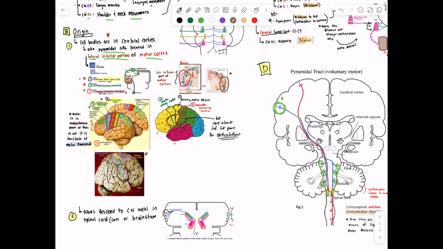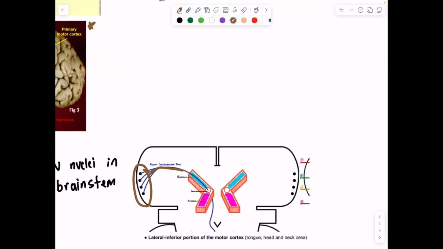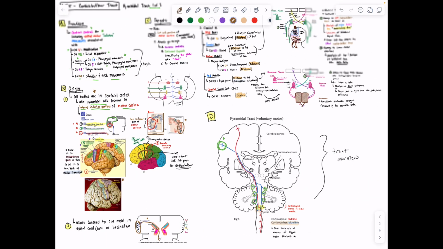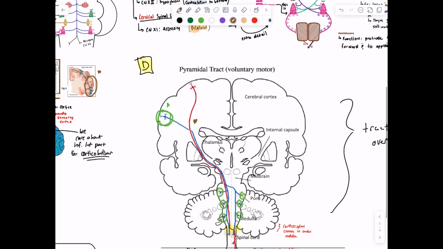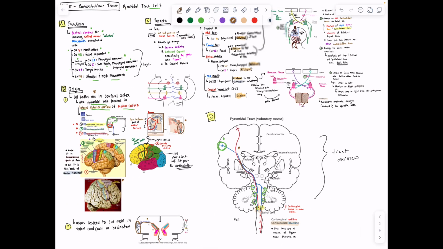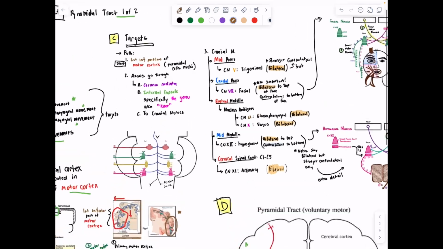But now that we have the cell bodies, where are they going to send their axons? Well, they're going to send their axons through the corona radiata and then into the internal capsule, specifically the genu of the internal capsule, and then pass down into the brainstem to synapse with the cranial nerves. All right, so a little bit more on that, but again, we can already see here's the corona radiata. Then you're going to go through the internal capsule, specifically the genu of the internal capsule, and then we're going to end on the cranial nerves.